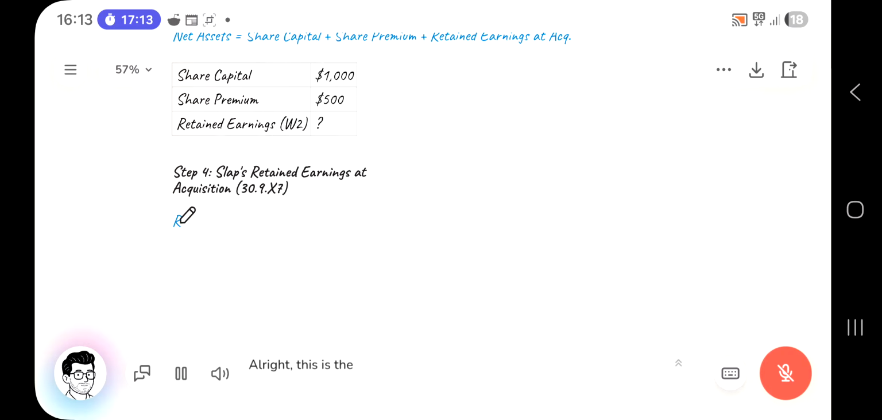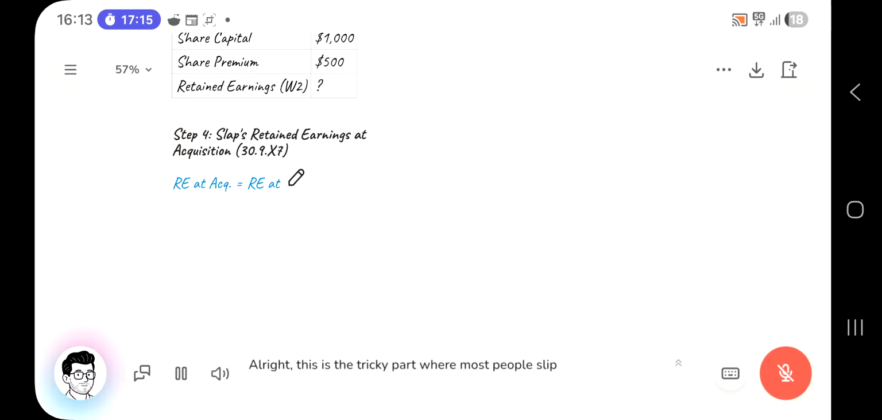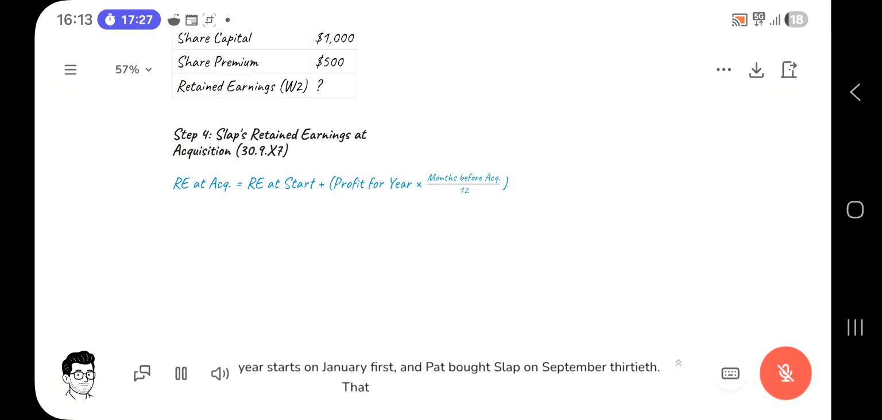Alright, this is the tricky part where most people slip up. We need to find out how much profit SLAP had earned by September 30th. The year starts on January 1st, and Pat bought SLAP on September 30th. That is exactly 9 months of profit.